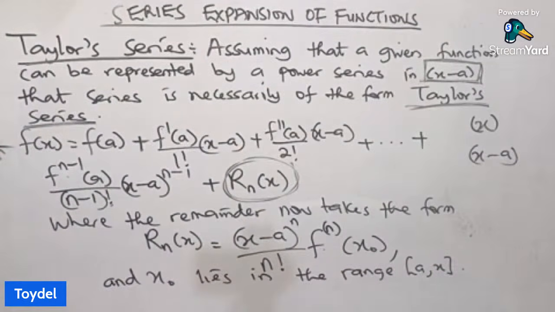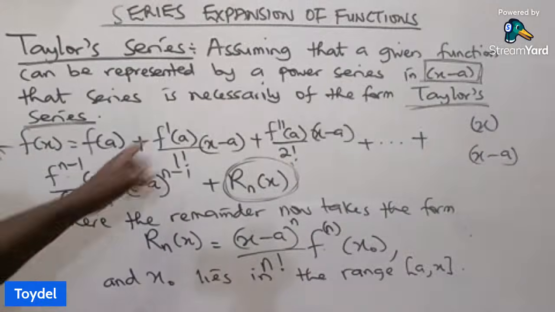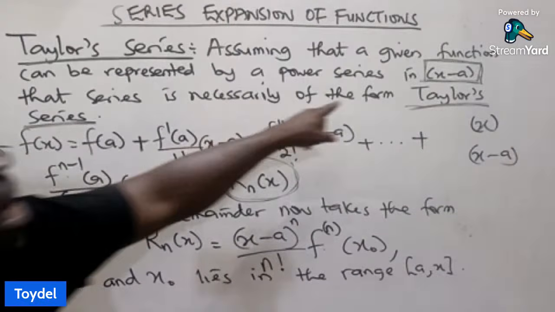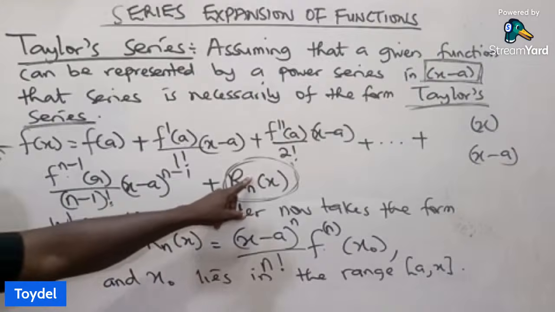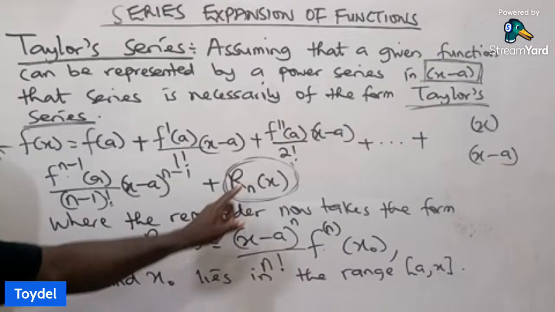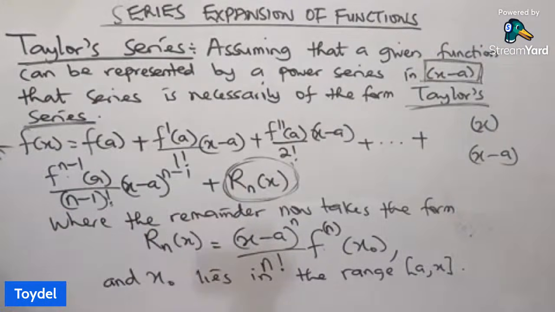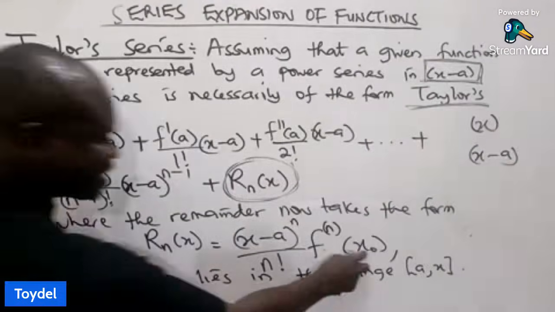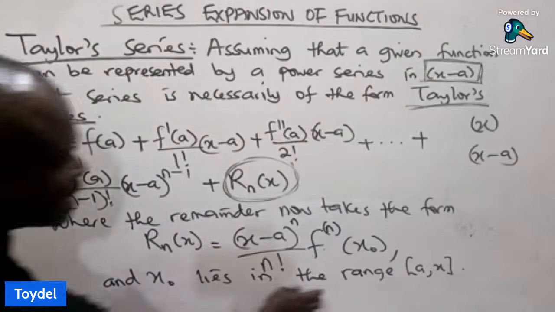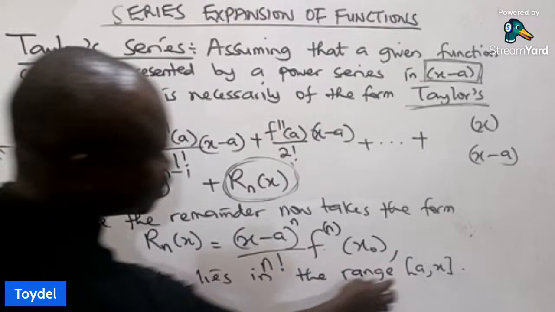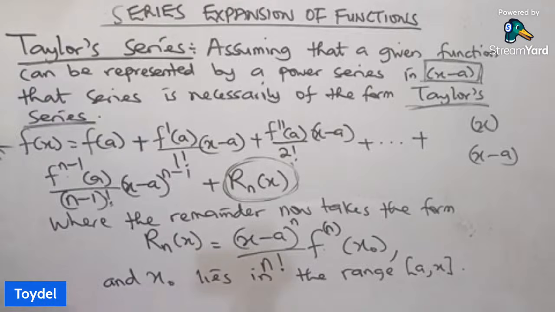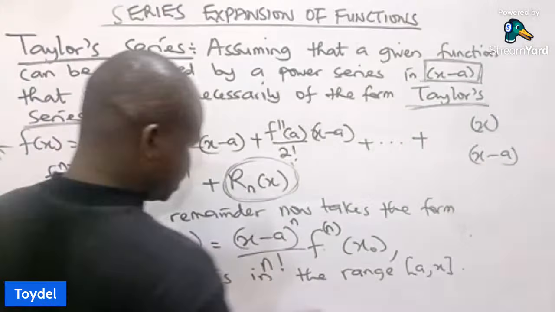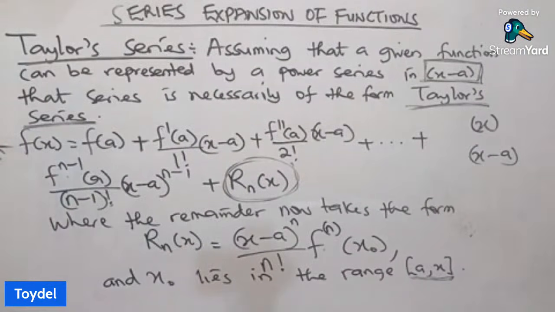So in this case, when we have the Taylor series, the series is in the form of x minus a. Then the remainder takes the form of R, this is the value of the remainder. The value of the remainder will be f raised to power n, not of a now, but of x naught, where x naught lies between a and x in the closed interval.